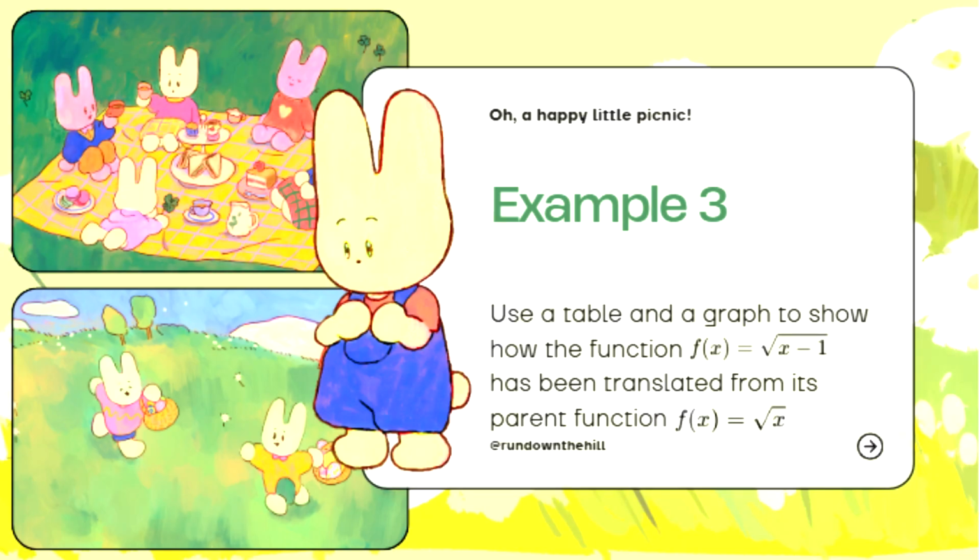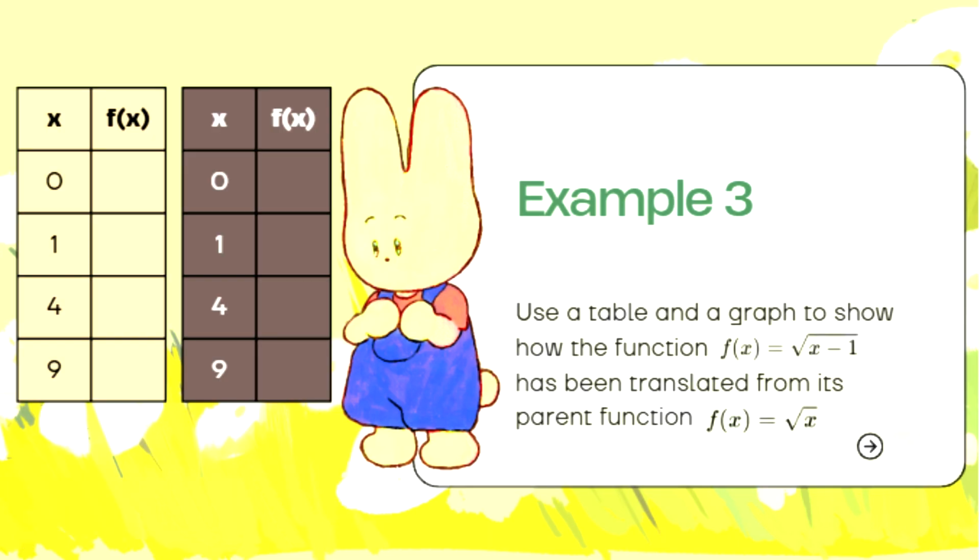Example number 3, use a table and a graph to show how the function f of x equals the square root of x minus 1 has been translated from its parent function f of x is equal to the square root of x. So the difference between this formula and this formula is this little minus 1. Minus 1 means it's going right because it's opposite, 1 space. Okay. So here's our 2 tables.